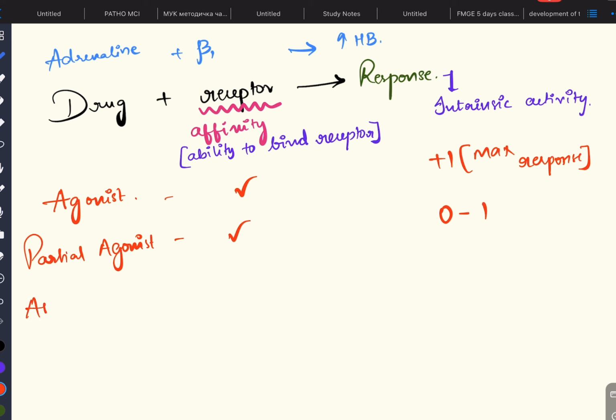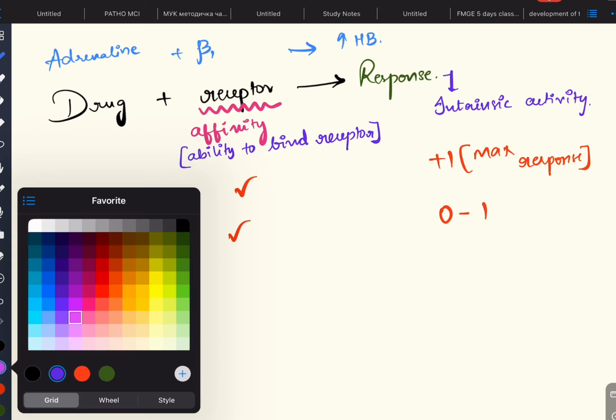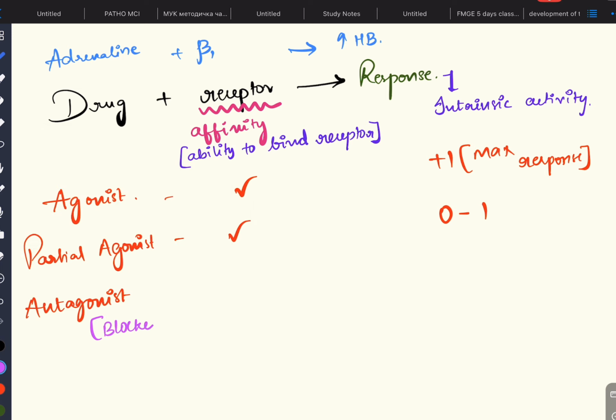Okay. Then the next one is the antagonist. Antagonists we also call blockers; that we will learn further. So the antagonist has the ability to bind, plus here the response is 0. There is no response from the blockers.